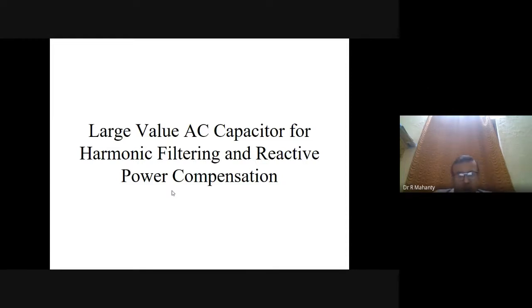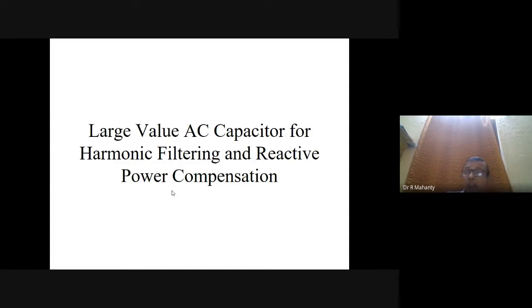Already I have told you that in the reactive power compensation scheme, we use several values of capacitors. Why? Because if we use a large value of capacitor, initially the current will be very large. So we use several small capacitors which are put into the circuit one by one depending upon the requirement. Now, if you have a large value of AC capacitor, then what will happen? For that, we will have to obtain a large value of AC capacitor.